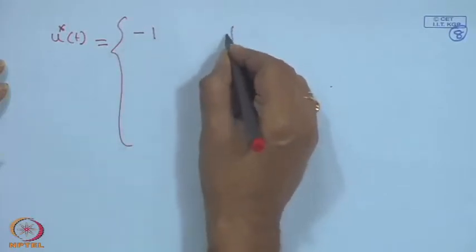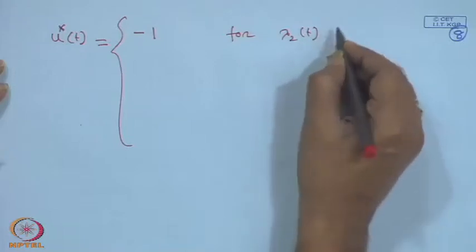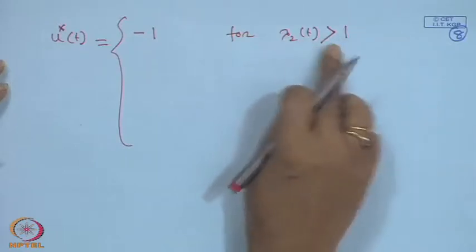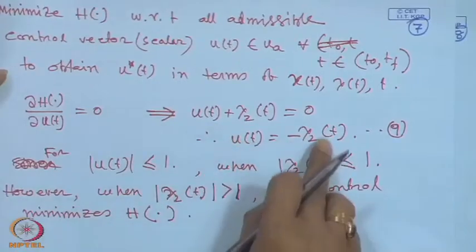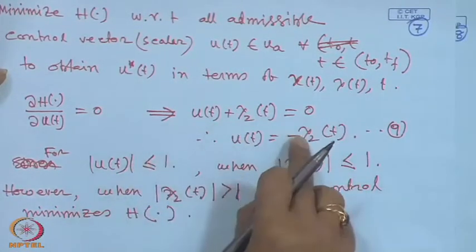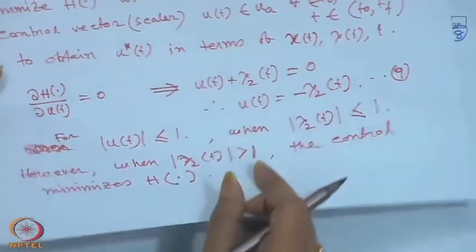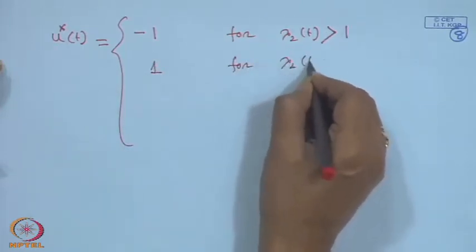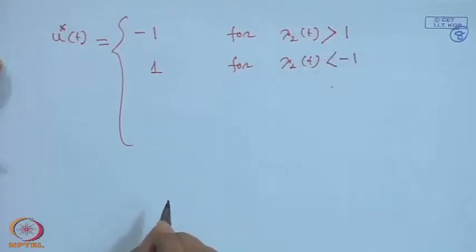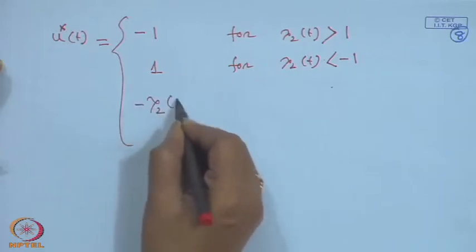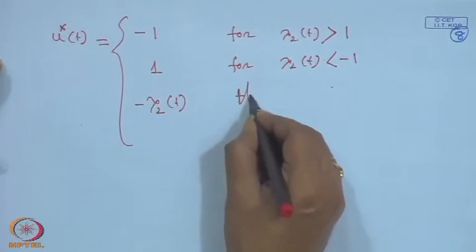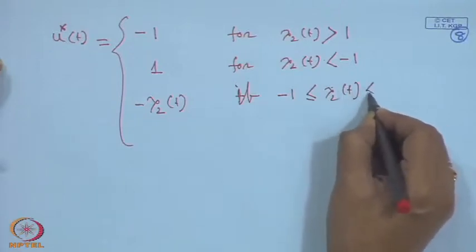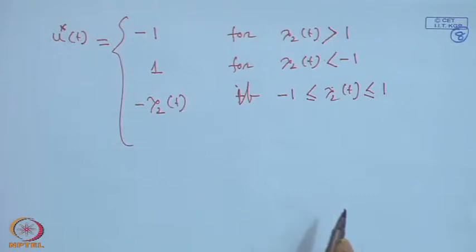This is equal to minus 1 for lambda 2 of t when it is greater than or equal to 1. Now you see here, if it is greater than or equal to 1, I am replacing u with minus 1, so it is within the limit of the constraint on the control input. This is plus 1 for lambda 2 less than minus 1, but it is lambda 2 if minus 1 is less than or equal to lambda 2 which is less than or equal to 1. So this is nothing but a set function.